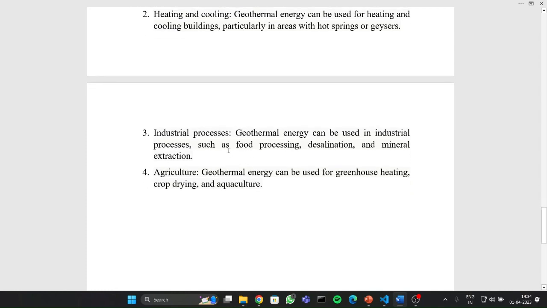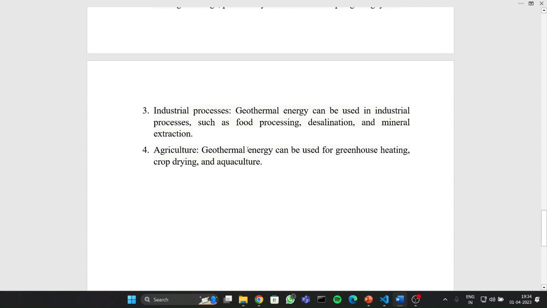So industrial processes. Geothermal energy can also be used in industrial processes such as food processing, desalination, and mineral extraction. Desalination, wherein industries are set up in springs and salt is removed or extracted from the saline water. And also agricultural purposes such as greenhouse heating, crop drying, and aquaculture.